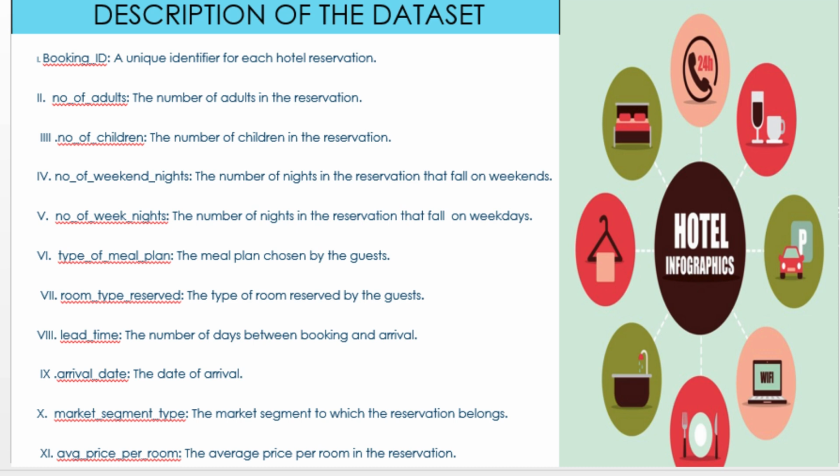The description of the data set. The first one we have here is the booking ID, which was the primary key, the number of adults, the number of children, number of weekend nights, number of week nights. We have the type of meal plan, the room type reserved, the lead time. The lead time simply means the time that the client or the customer booked and the time of their arrival. The arrival date, the market segment type, average price per room, and so on.